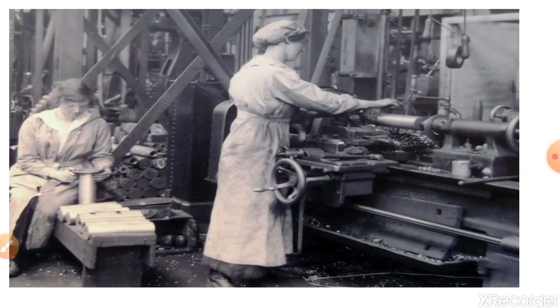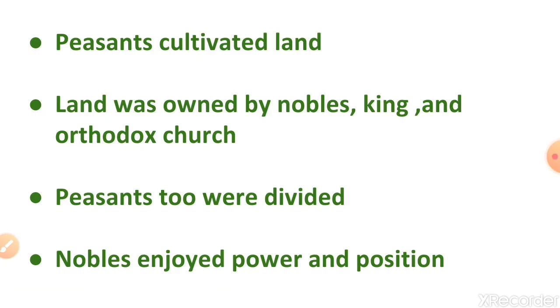Now, children, till now we studied about the workers and their conditions, right? Now let's move on to the countryside of Russia. Let's see what the situation was over there. Now, peasants cultivated land, right? But this land was owned by the nobles, kings, or the Orthodox Church people, that is the priests or clergy who were working for the church.